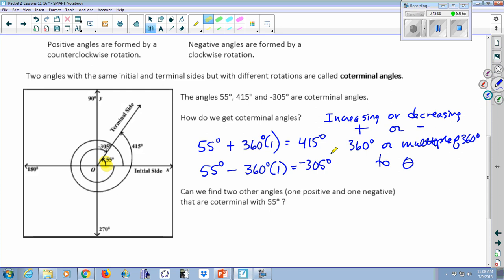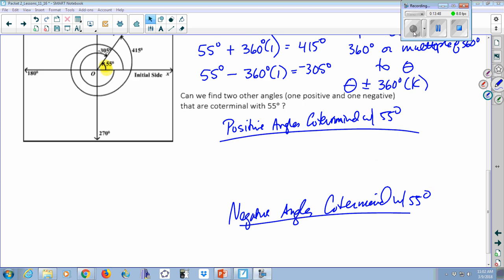Okay. So if we were going to try to make a little formula for coterminal angles, it would look like this: theta plus or minus some integer multiple, like k being an integer, of 360. So if k is 4, you would have 4 rotations in either direction. You could either increase it by 4 rotations of 360 or decrease it by 4 rotations of 360. So at your seats, check with your neighbors, find 2 angles, one positive and one negative, that are coterminal with 55, but not one of these 2 that I have up there. Come on. What is it?